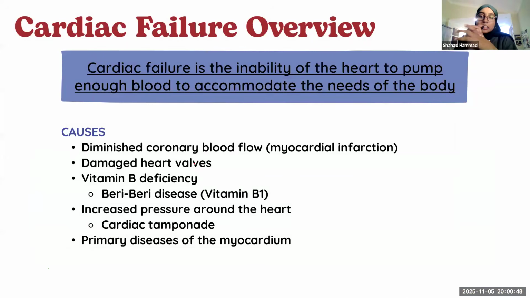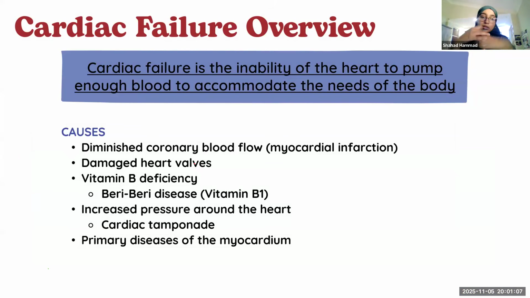Cardiac failure is defined as the inability of the heart to pump enough blood to accommodate the needs of the body. So everything we said before is kind of a reduction in the cardiac output, but this is when the heart completely fails, meaning the body is asking for more blood and more oxygen, but the heart is just not able to keep up with this demand.